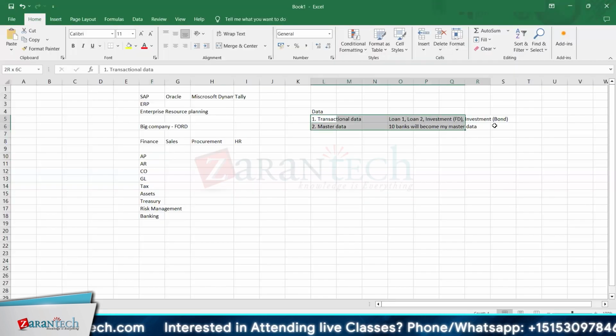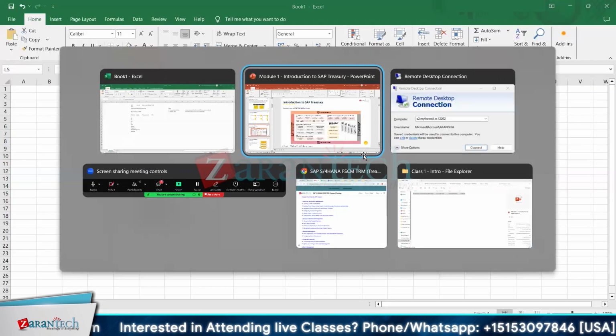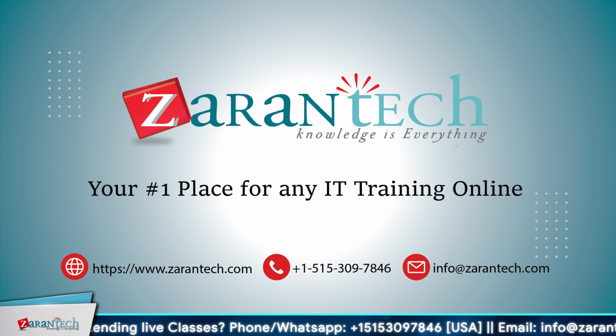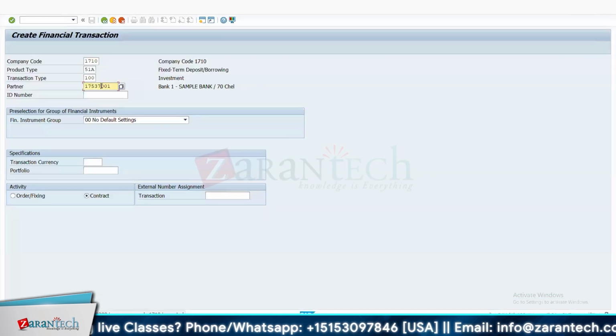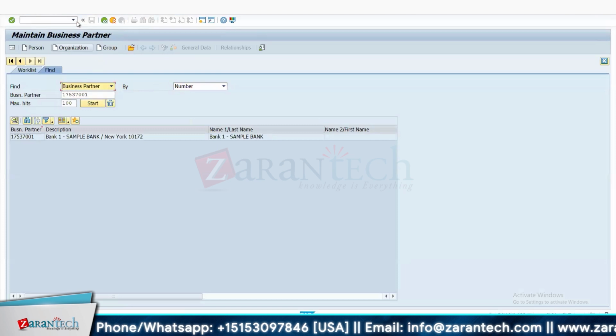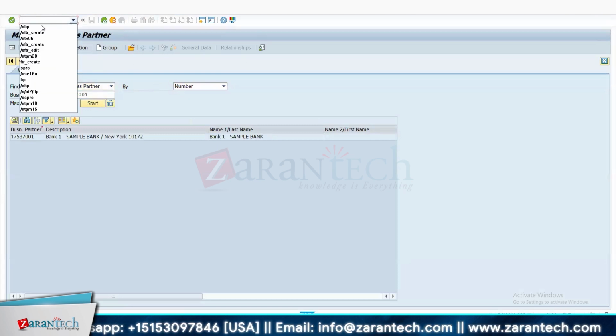Okay, I hope this is also clear, right? So now I think you can go back to the business partner. Okay, and let me also show a business partner in SAP just to come back to this. So this is the screen for a business partner. Maintain business partner. The transaction code is BP.